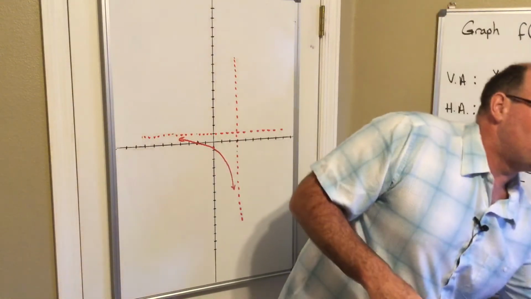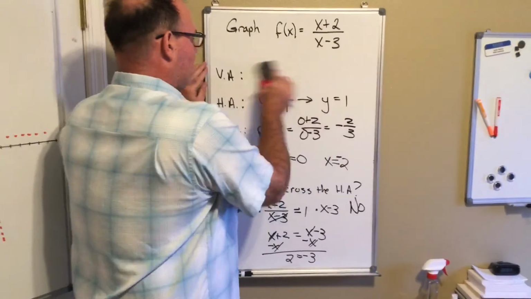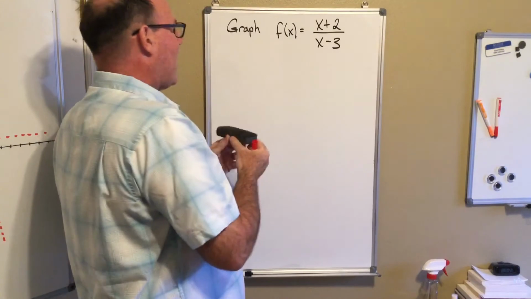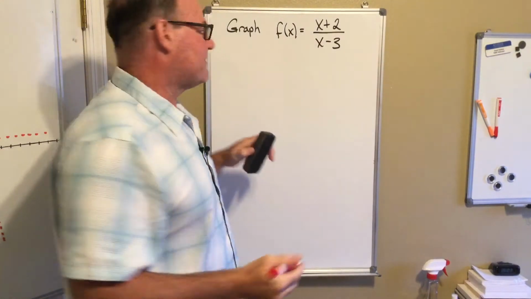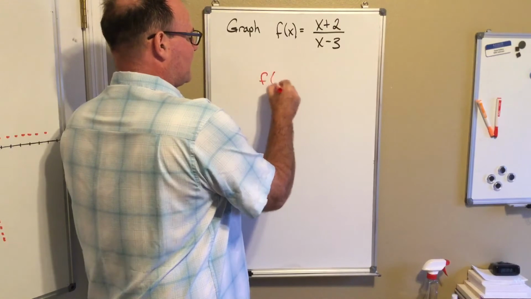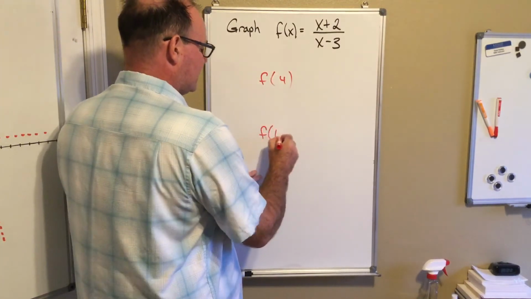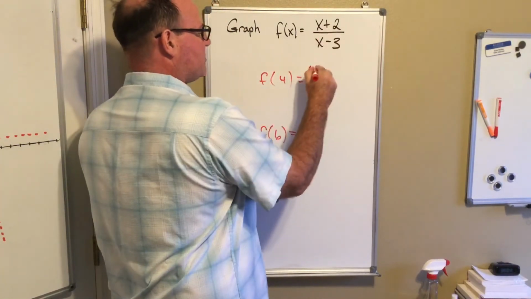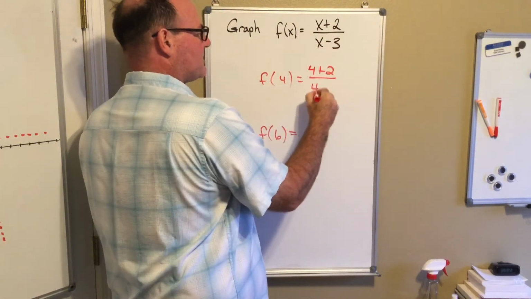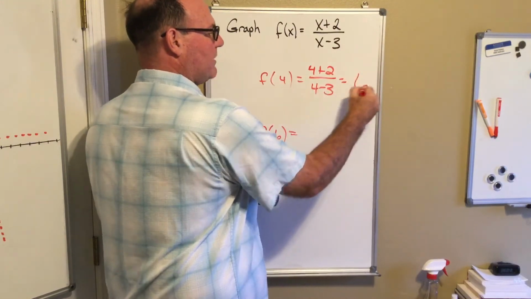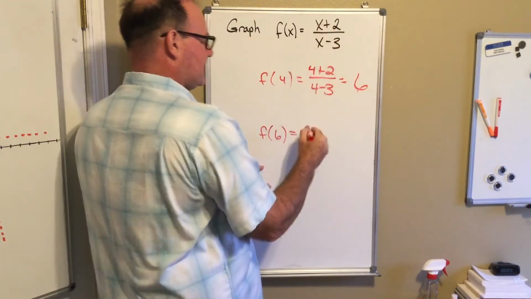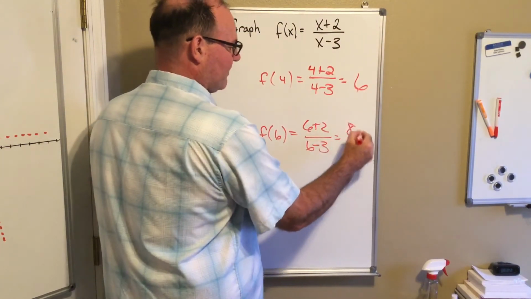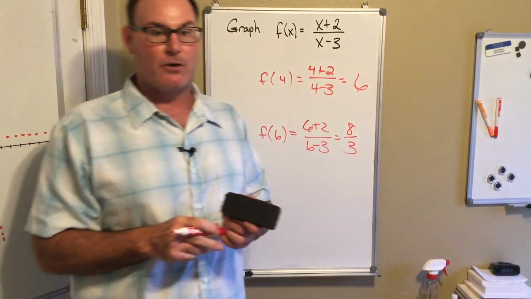So we're going to go back over to this board. I'm going to erase this, so rewind the video if you don't have that information right there. Since my vertical asymptote is at the value 3, I'm just going to pick the value, let's say 4, and then the value 6. You can pick anything you want. When I put 4 in, 4 plus 2 over 4 minus 3, that's 6 over 1, or 6. When I put 6 in, 6 plus 2 over 6 minus 3, and that's 8 over 3, or 2 2/3. Okay, 8/3 is 2 2/3.